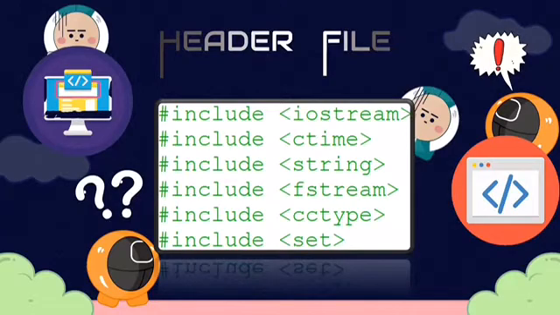For fstream, it represents the file stream generally and has the capabilities of both ofstream and ifstream, which means it can create file, write information to file, and read information from the file. Next is cctype that classifies a given ASCII character as a letter, a digit, and so on. For the last header is set header that defines the set and multi-set container classes.